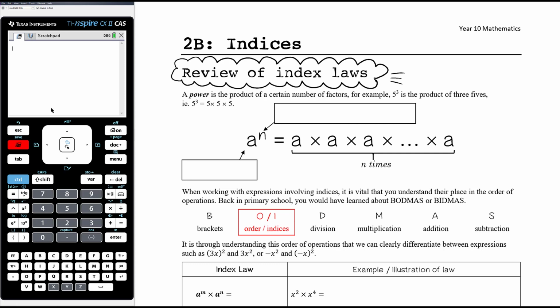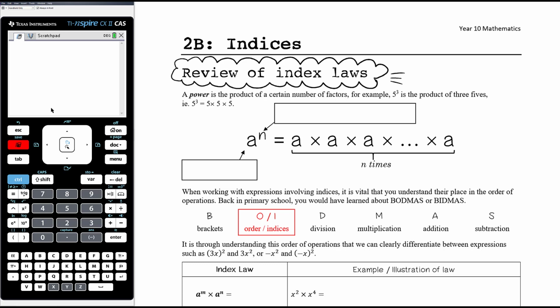A power is a product of a certain number of factors. So for example, 5 cubed is a power, the whole thing is a power. And it is the product of 3 5s. Okay, it means that we do 5 times 5 times 5. That is, we multiply, hence the word product, 5 3 times. Okay, so it's nothing to do with 5 times 3. It's 5 times itself 3 times. Okay, it's really important that you're clear on that difference.